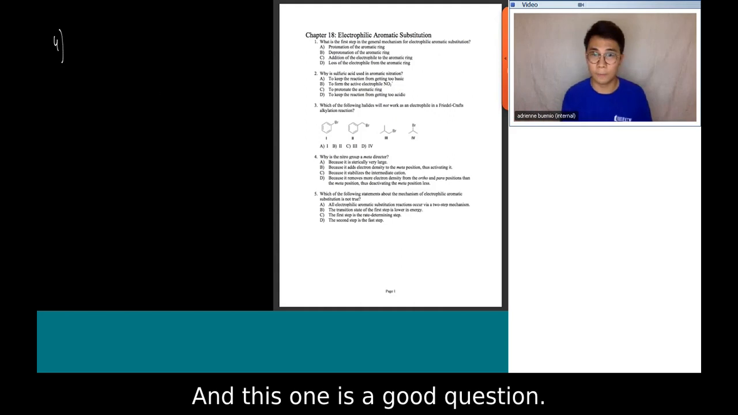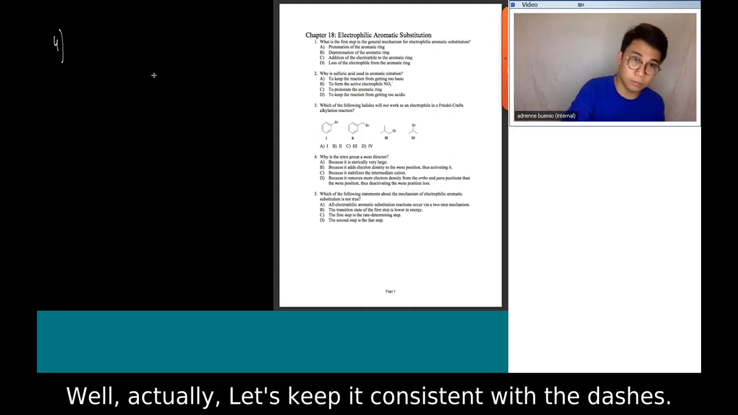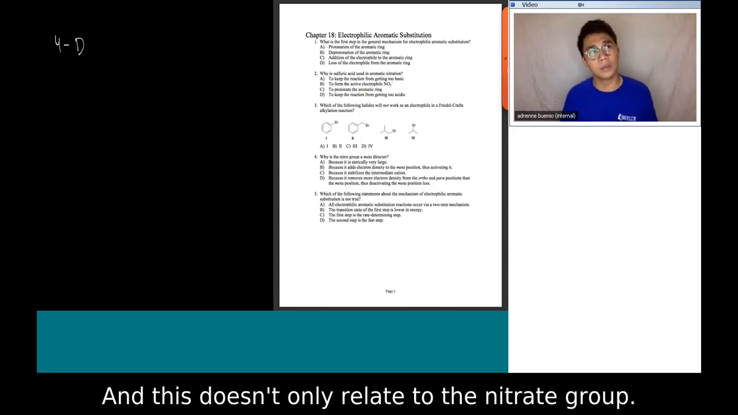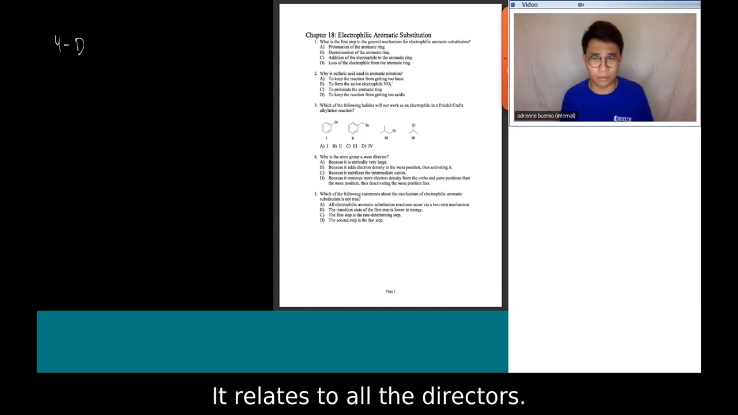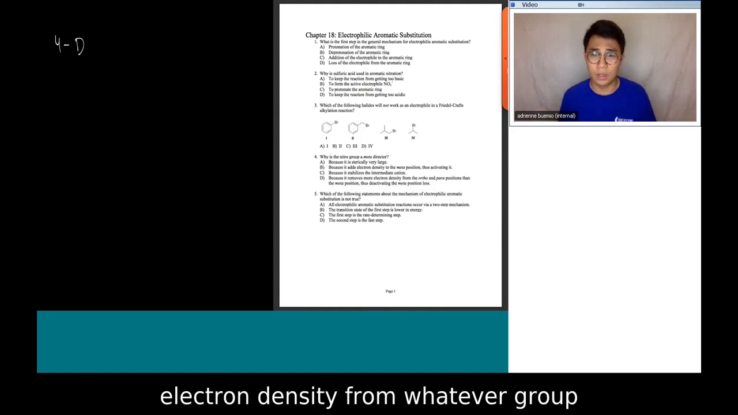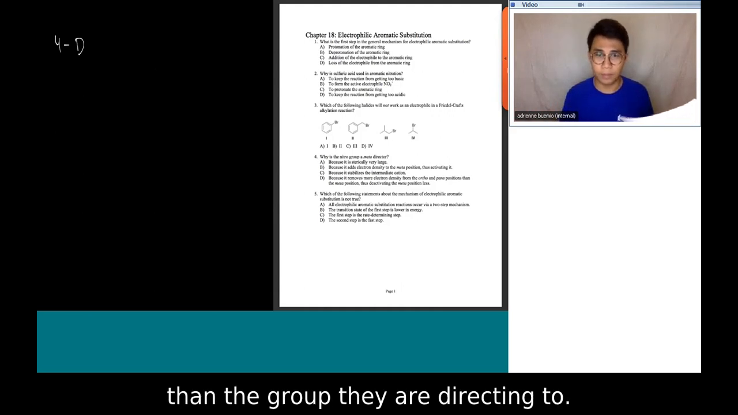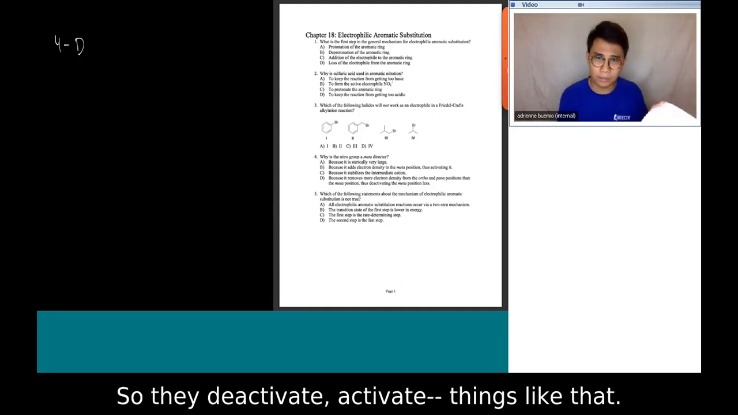And this one is a good question. Actually, let's keep it consistent with the dashes. 4, you should have gotten D, right? And why is that? This doesn't only relate to the nitro group, it relates to all the directors. They're directors because they remove electron density from the group they're not directing to more than the group they are directing to. So they deactivate, activate, things like that.